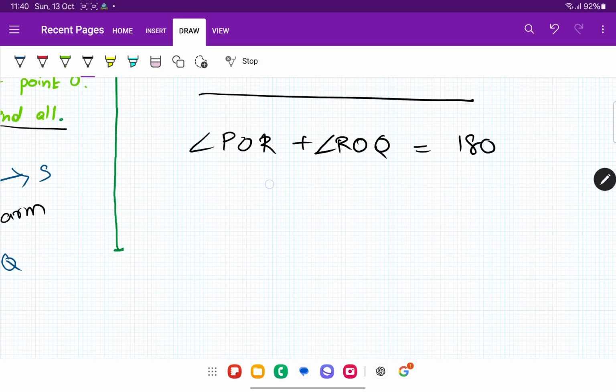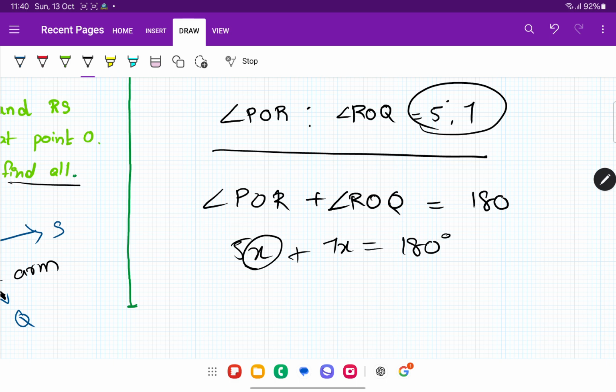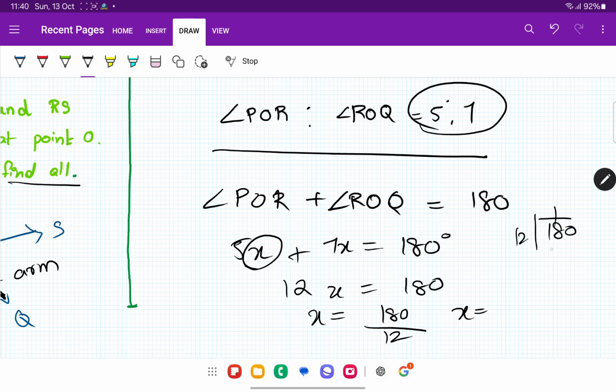They are in the ratio 5:7. So we take 5x plus 7x equals 180. So 12x equals 180, and by moving it to the other side, x is equal to 180 divided by 12. What is 180 divided by 12? 12 times 15 is 180. So x is equal to 15.